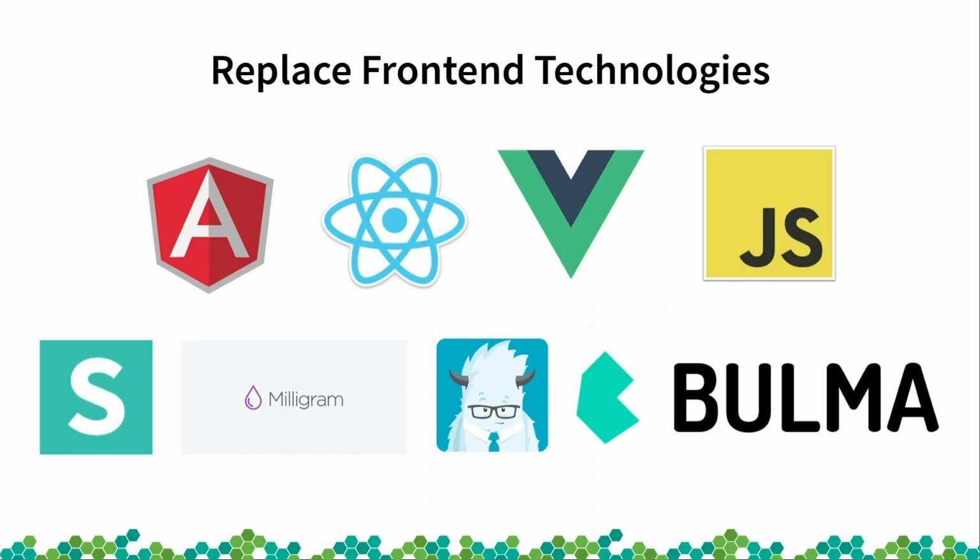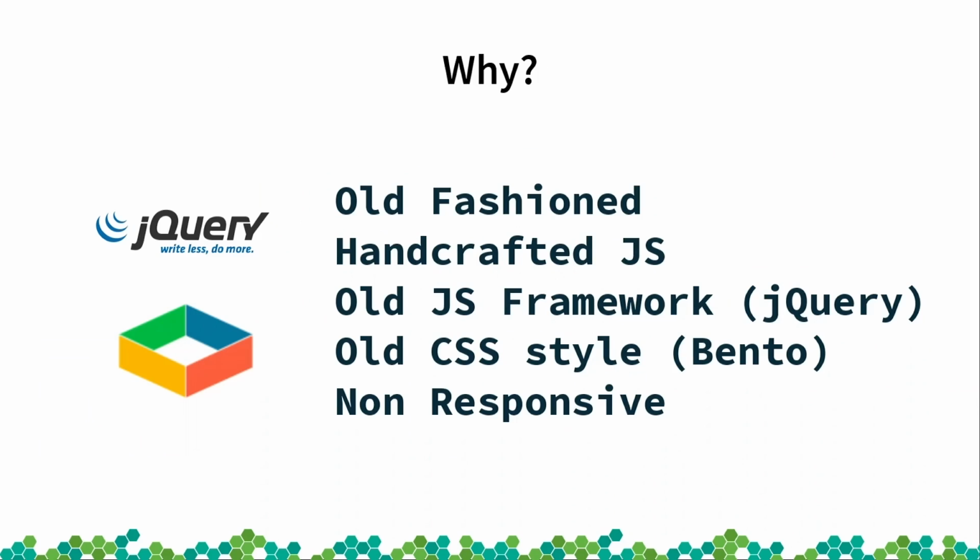The front end. We have looked at some new technologies like Vue, React, maybe also doing it in vanilla JavaScript, we don't know. And also new CSS frameworks like Materialize, Semantic UI, Bulma, Foundation. We don't know. We will have a look at them, and when we start, we solve one of them, or something new appears, and we will see. Why? Like I said before, it is old-fashioned. We have old JS frameworks and old CSS frameworks like Bento, and it's not responsive.